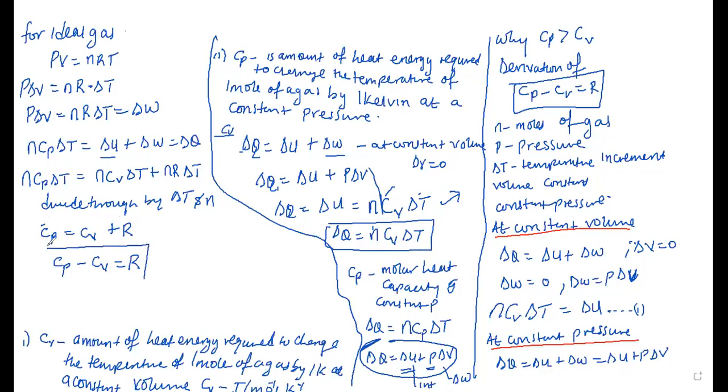And with this, I would have deduced the equation relating molar heat capacity at a constant pressure and at a constant volume, which is Cp minus Cv is equal to R. So that's the equation we are deducing. They can ask you to prove it, unless someone has a question on how we have come about it.